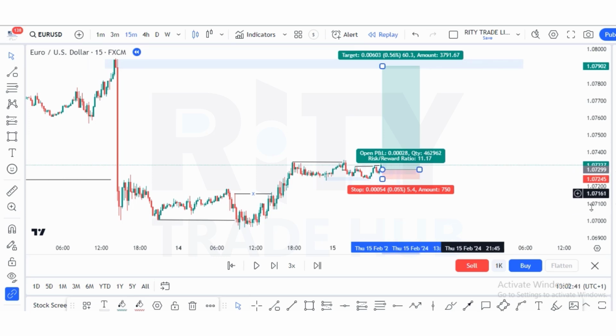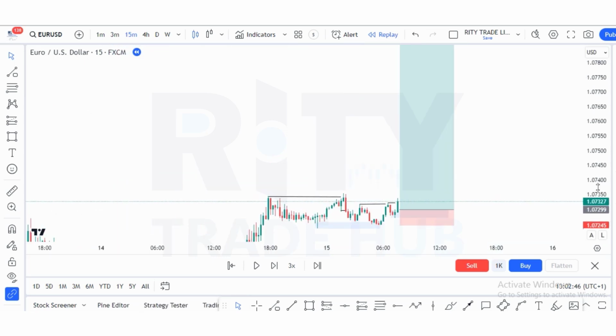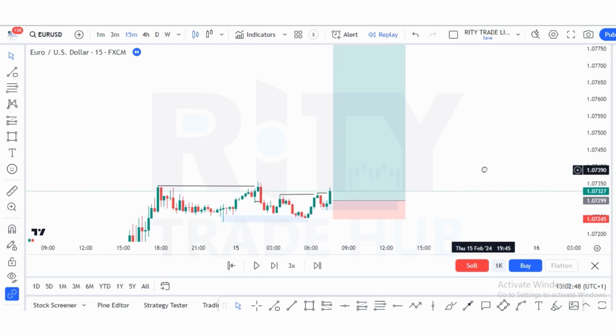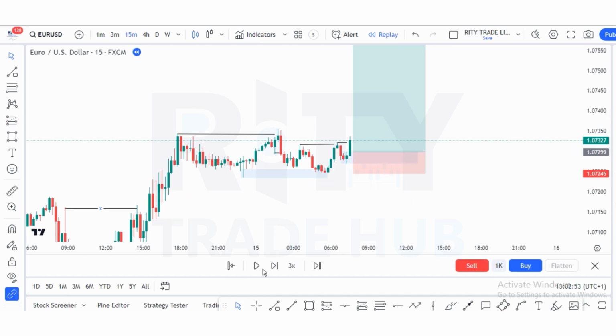Let's play price forward and see how this trade plays out. Guys, remember to apply proper risk management in all your trades. Let me go ahead and play price forward.